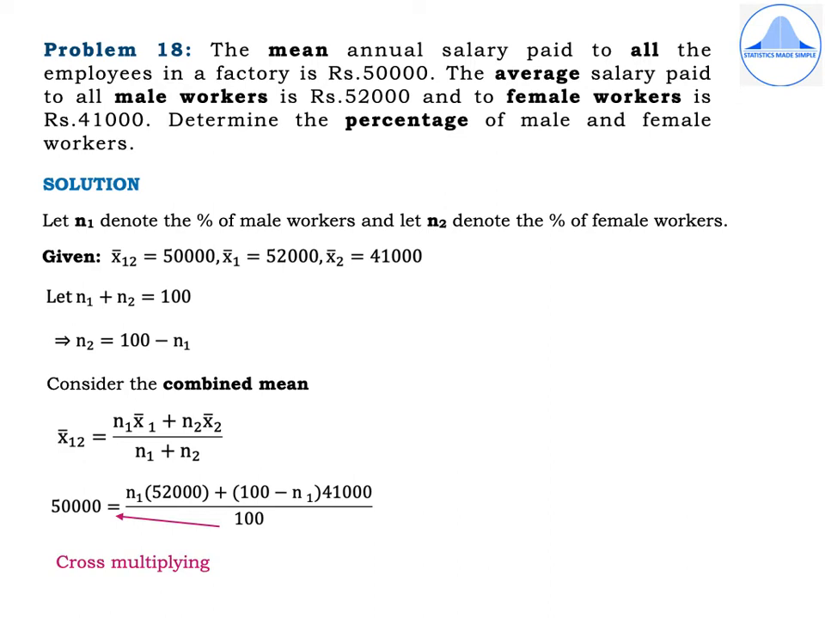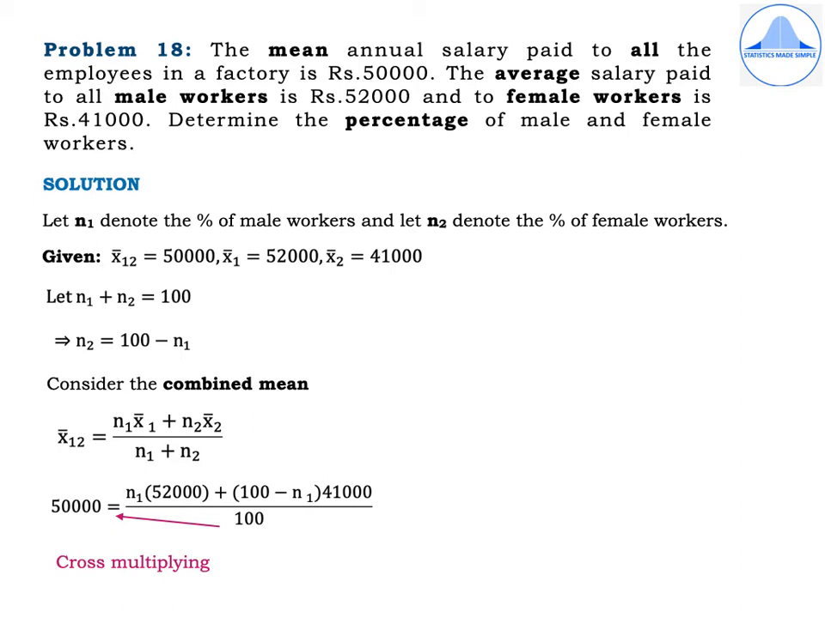Since we have two sets of data given relating to male workers and female workers, we'll use the combined mean formula for two sets of data. So under solution, we'll first write let n1 denote the percentage of male workers and let n2 denote the percentage of female workers.